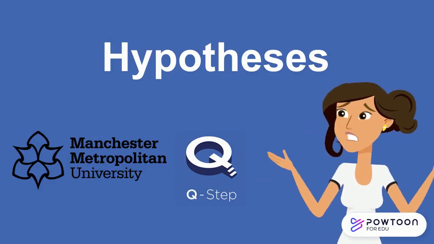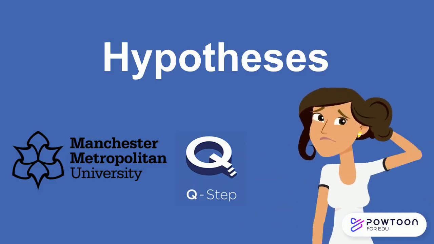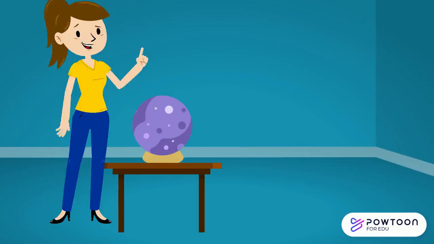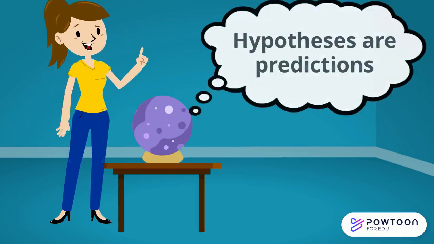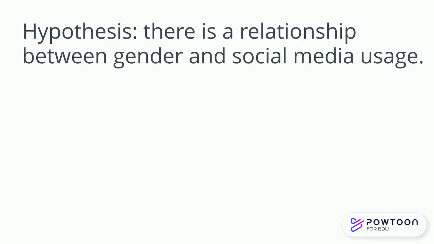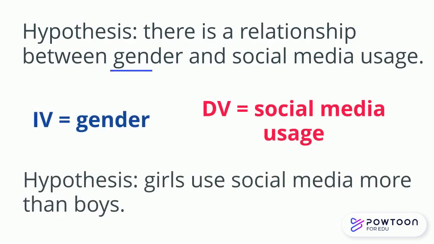Today we're going to be looking at hypotheses and seeing if they're easier to understand than they are to pronounce. So hypotheses are statements which are predictions of what you expect the outcome of your study to be. It's really important when you're coming up with your hypotheses to make sure they're specific and testable. One way of making sure they're testable is including your independent variable and your dependent variable in your hypotheses.